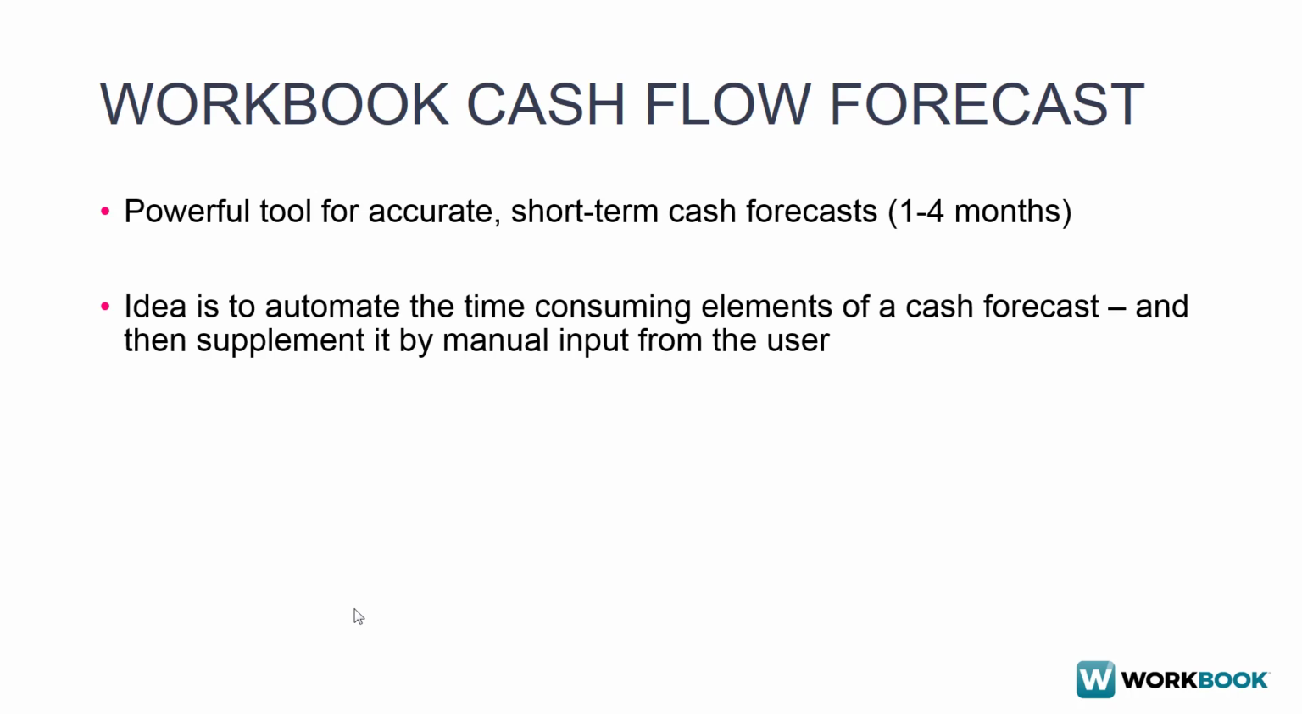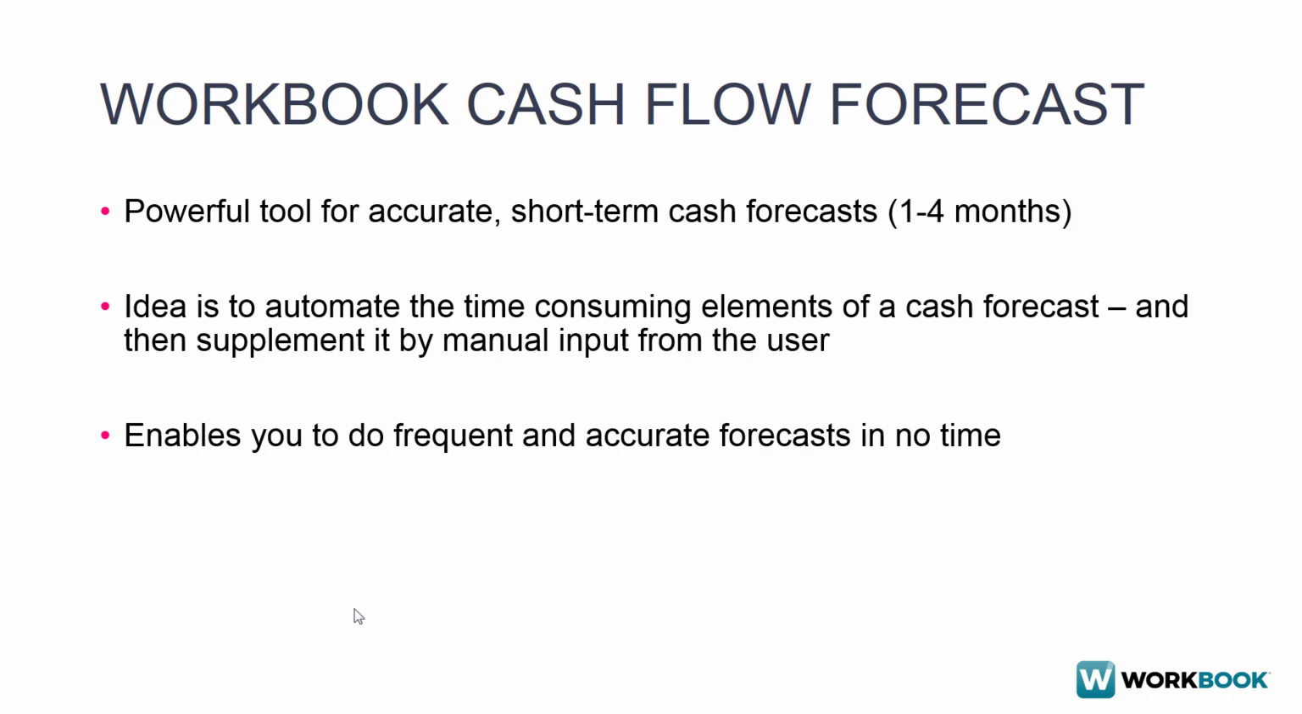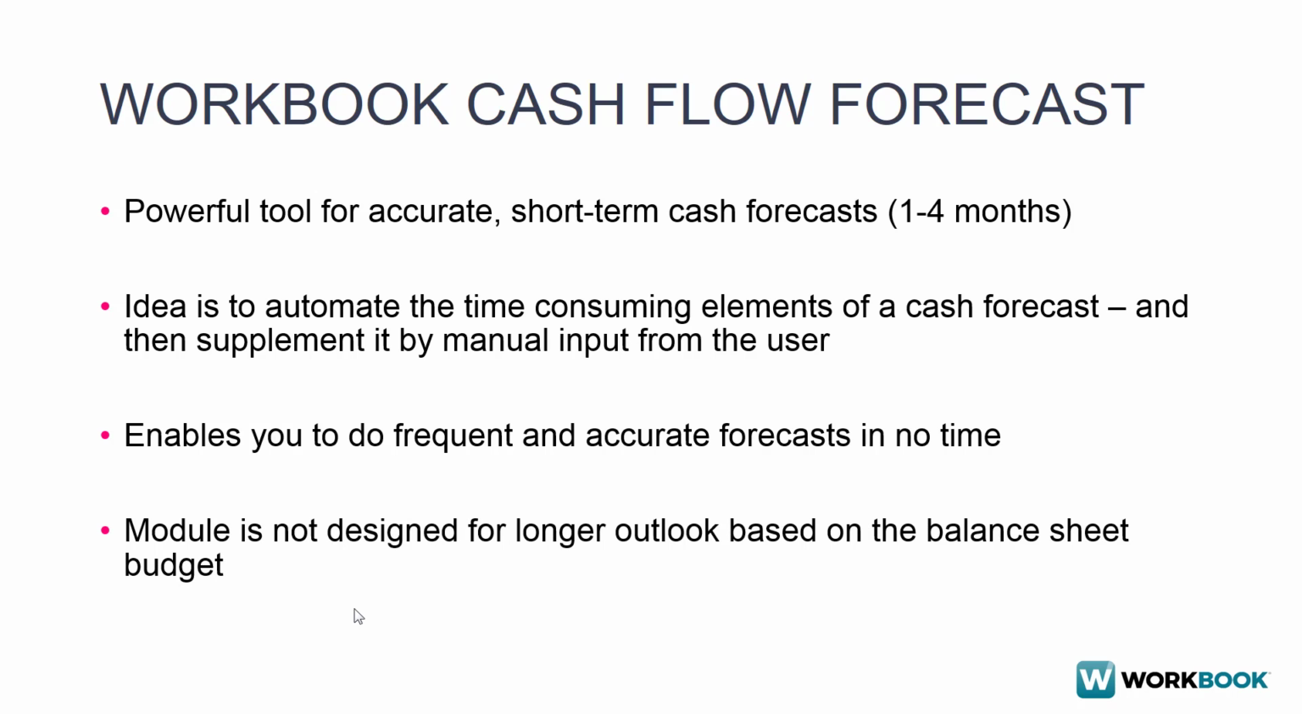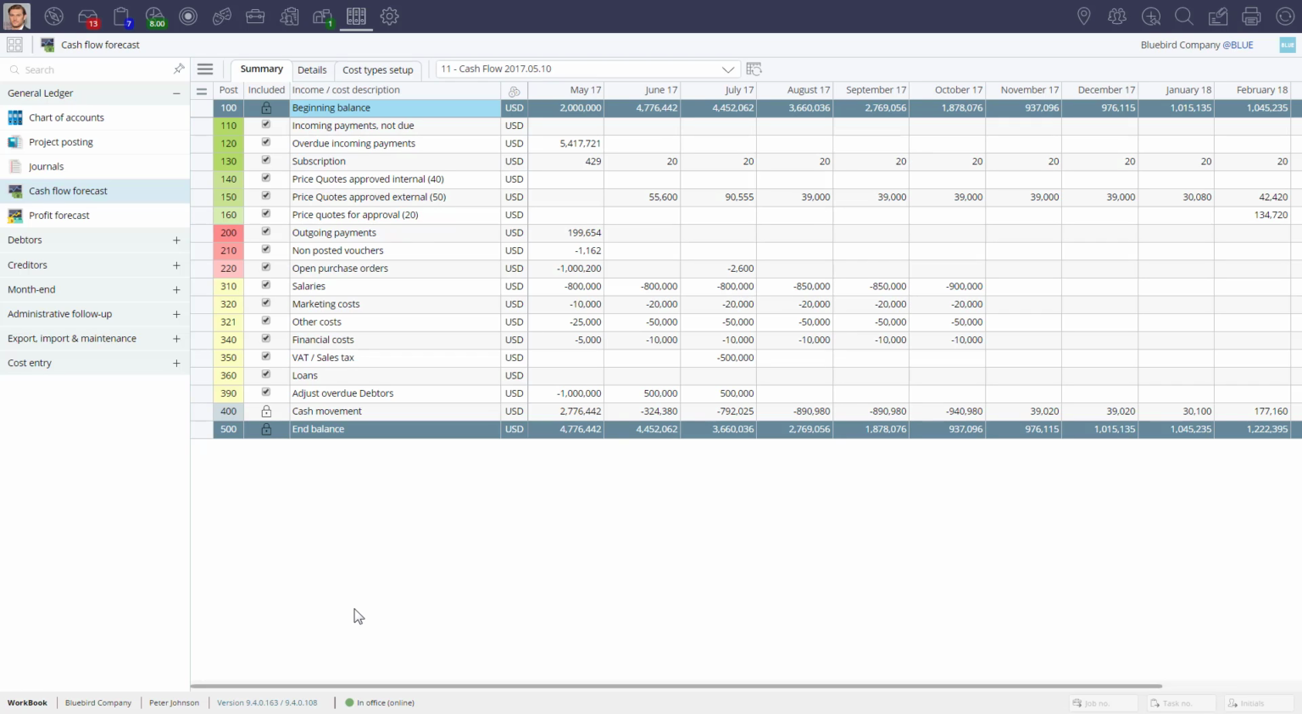The idea is to automate the time-consuming elements of any cash forecast and then supplement it by manual input, which enables you to do frequent and accurate forecasts in no time. The idea is hence not to use the module for the longer outlooks, 1 or 2 years potentially, which is normally based on the balance sheet budgets. That's not what this module is all about. So let's have a look at how it works.